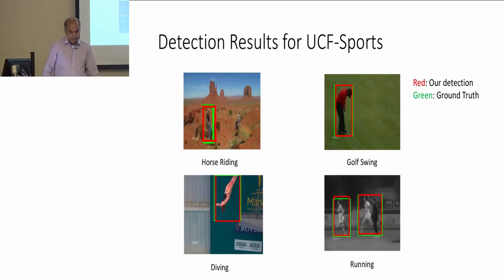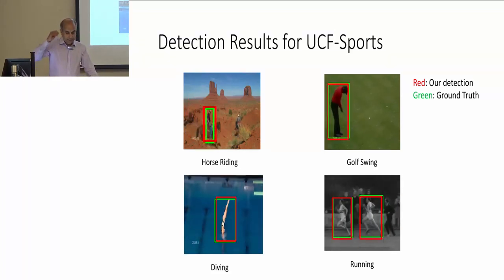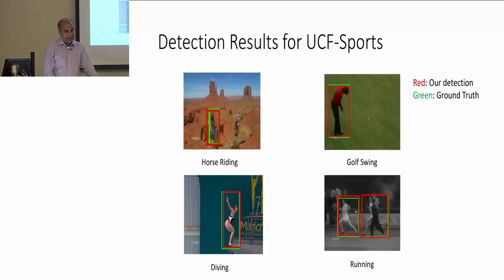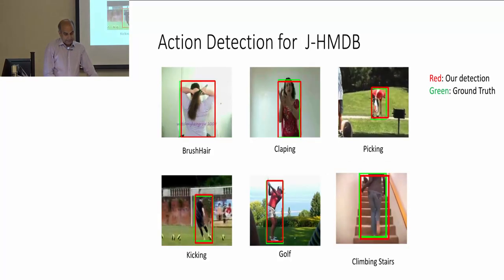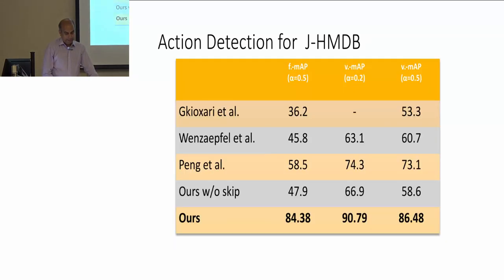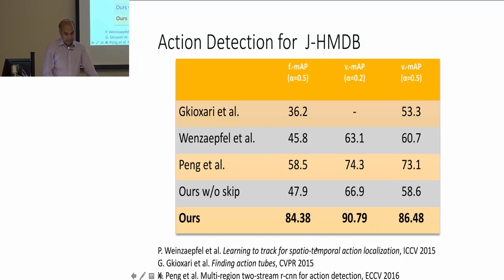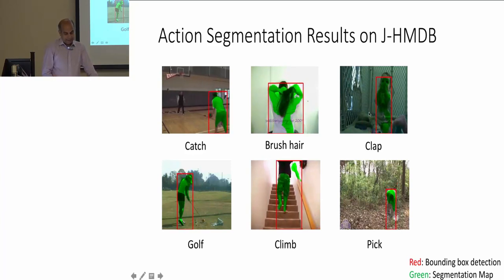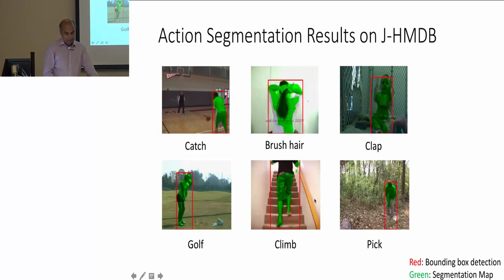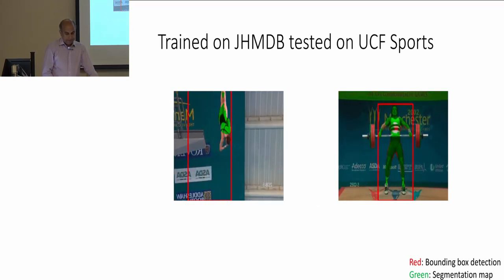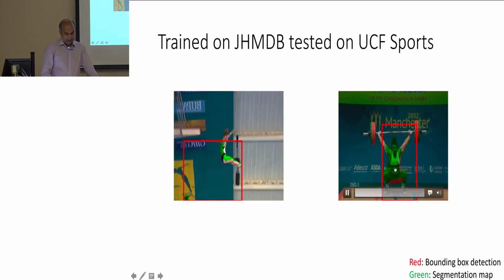These are the kind of results we can get, and they are very good results. Red is our detection, and the ground truth is green. As you see, there are very tight bounding boxes. And this is another data set, where again we do pretty well. These are the numbers, the metrics, and we improve quite significantly on this data set. And this is the pixel-wise segmentation on UCF Sports, which is much finer compared to the bounding box, because the bounding box contains a lot of background, but the actor is actually only the green.